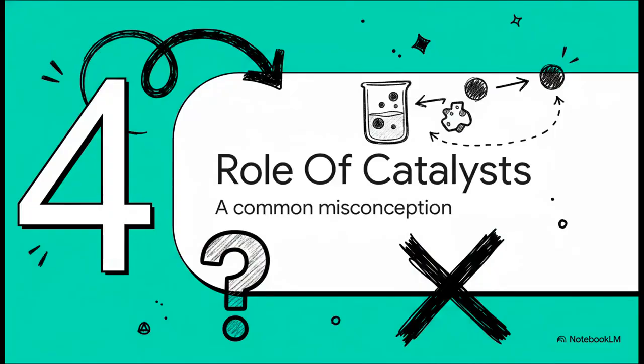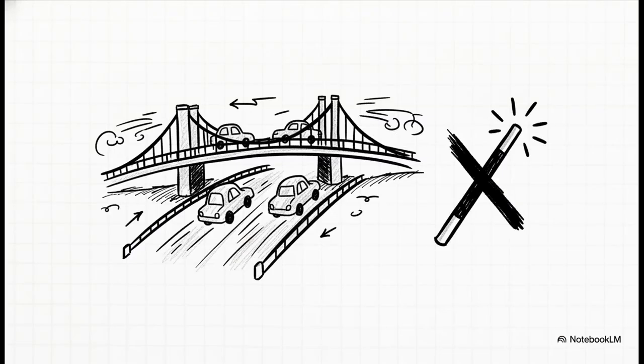Section 4. The role of catalysts. Now, when you're trying to understand everything in this PDF, this right here is a trap so many people fall into. A catalyst is often thought of as this magic wand that forces a reaction to make more product. But in reality, catalysts speed up both the forward and reverse reactions equally.